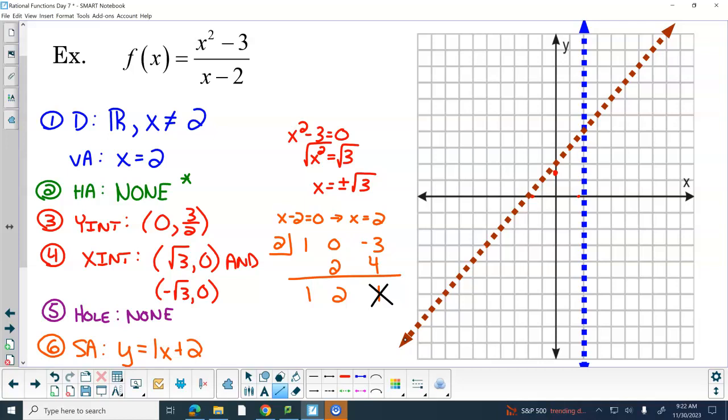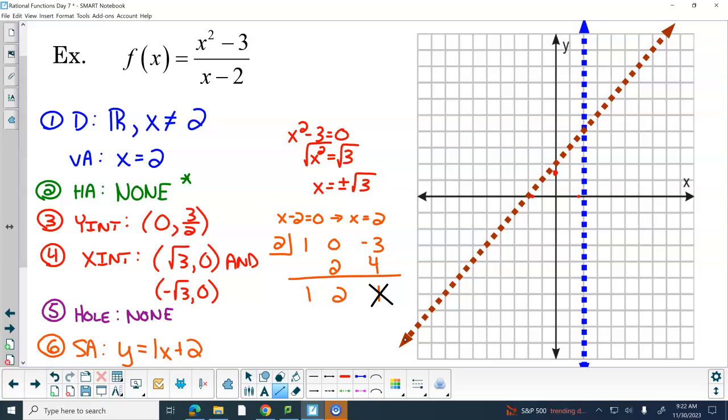Step 7, find other points. Remember, the zones of the graph are divided up by the dash. Yep, dash that. Remember, that line goes on there, x equals 2, because it's an asymptote. Zones of my graph are divided up by vertical asymptotes, right?